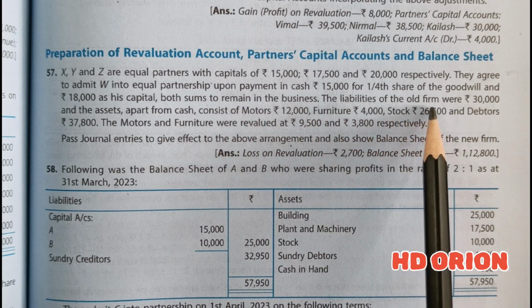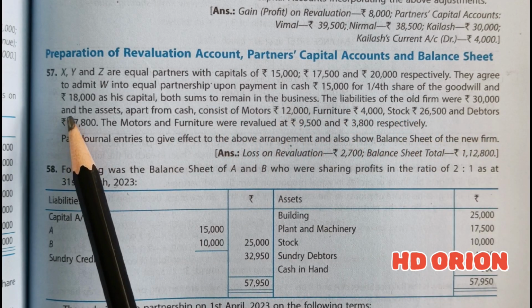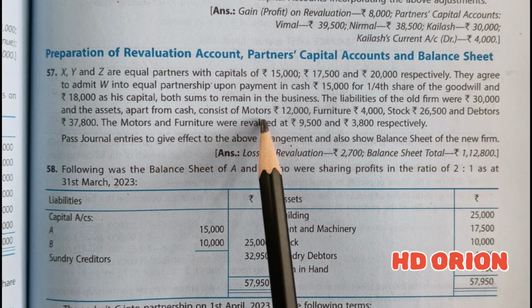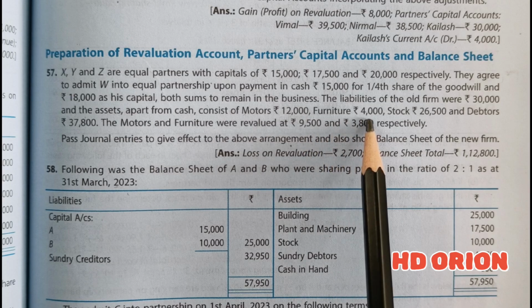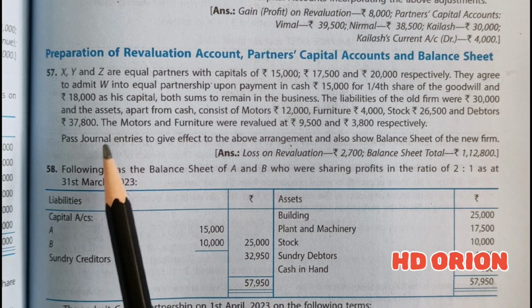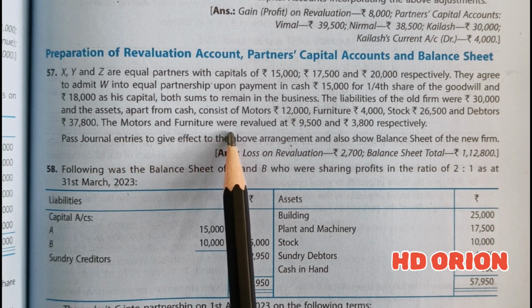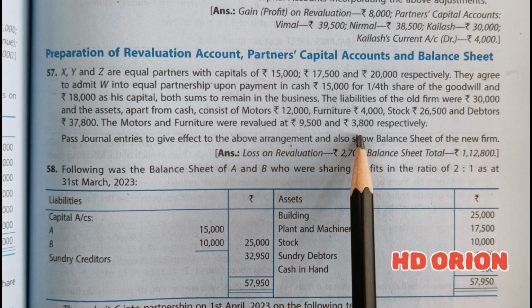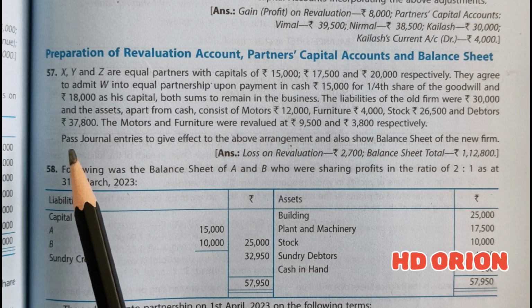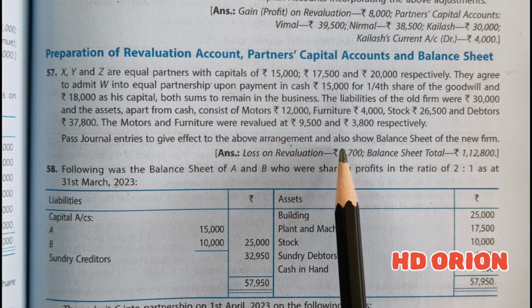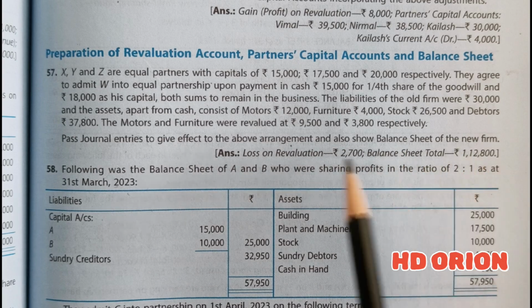The liabilities of the old firm were rupees 30,000 and the assets apart from cash consist of motors rupees 12,000, furniture rupees 4,000, stock rupees 26,500 and debtors rupees 37,800. The motors and furniture were revalued at rupees 9,500 and rupees 3,800 respectively. Pass journal entries to give effect to the above arrangement and also show balance sheet of the new firm.